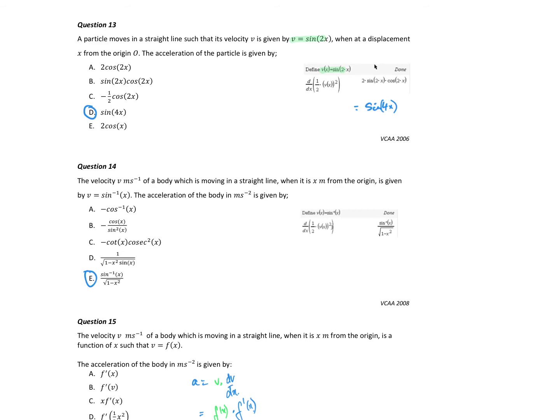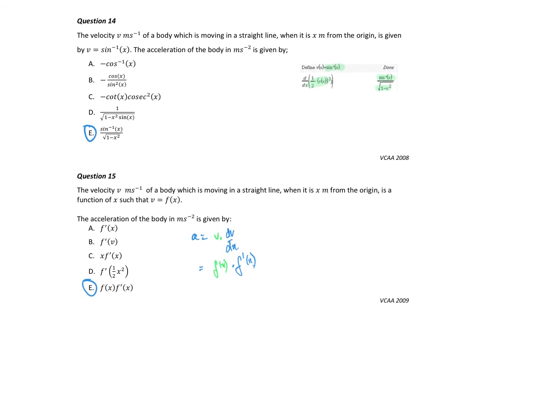I've instead used my CAS. v of x equals sine 2x, d/dx of a half v squared gives me 2 sine x cos x, which is sine 4x, 2 sine 2x cos x, yeah? Now that I had that on the calculator, I just kept changing it. This time round, the velocity is sine inverse of x. So d/dx of a half v squared is sine inverse of x over 1 minus x squared.